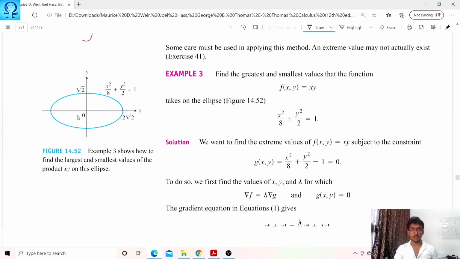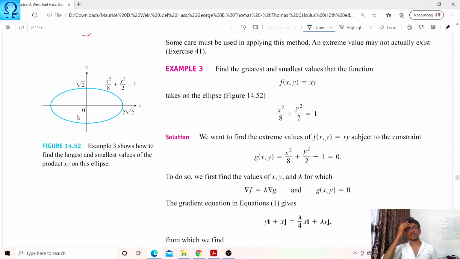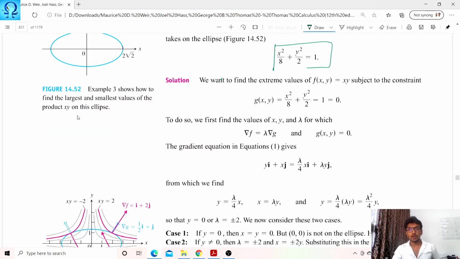Now let us get into the problems. In this problem we are asked to find the greatest and smallest values that the function takes on this particular ellipse. We have to find the extreme values of this function, that is xy, subject to the constraint x square upon 8 plus y square upon 2 minus 1 equals 0. Now, to proceed further, what should we do? We have to find out these two quantities. I think you people can do it.